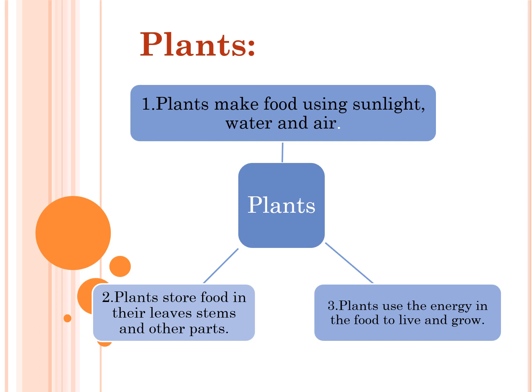Plants make food using sunlight, water, and air. Plants store food in their leaves, stems, and other parts. Plants use the energy in the food to live and grow.